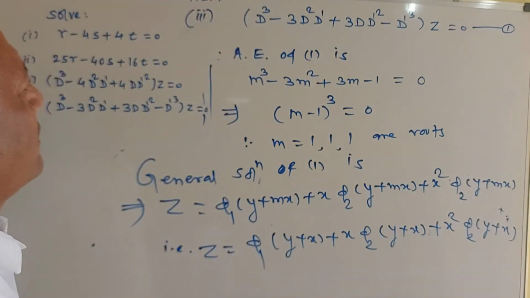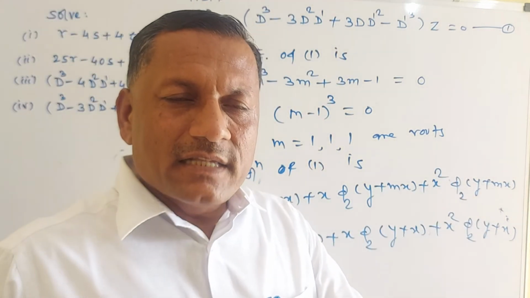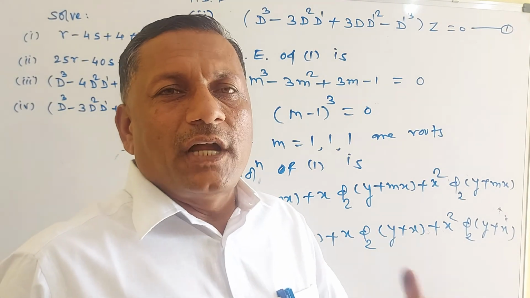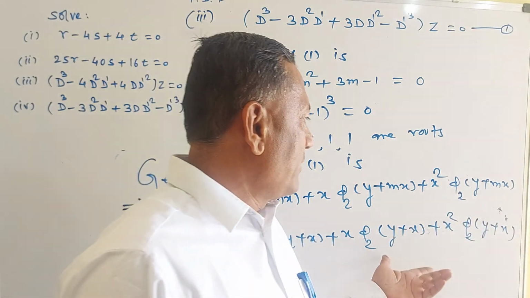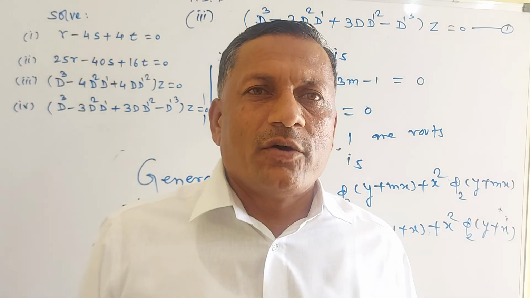So in this way you can solve the examples where the auxiliary equation has repeated roots, 2 times, 3 times, 4 times or 5 times repeated, and then you can find its general solution. We stop here. Thank you.